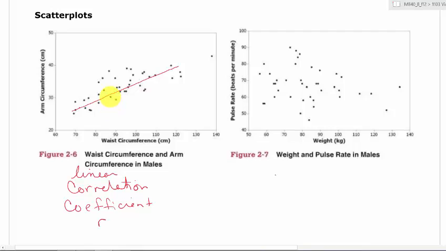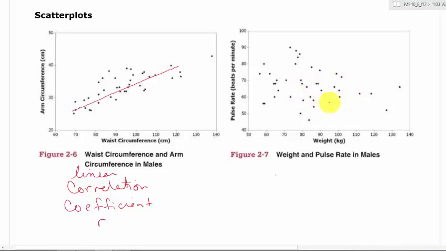Also, this data, as we can see, this line would be going up as we move to the right. So that would mean that this linear correlation coefficient R would be fairly close to +1. If the data were going the other direction, going down as we move to the right, then the linear correlation coefficient R would be fairly close to -1. Again, we'll look at that a little bit later on in the semester.